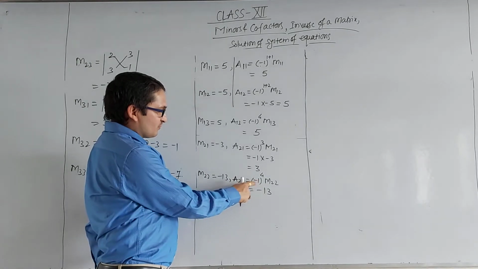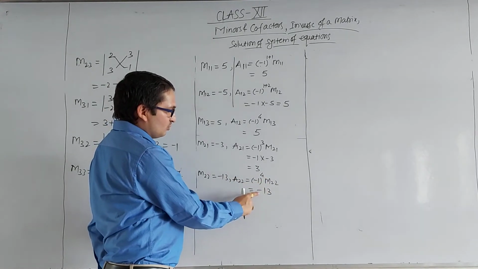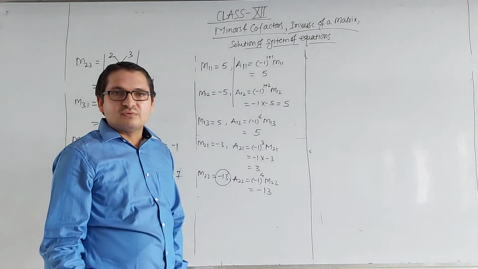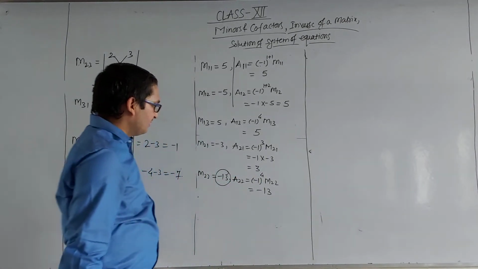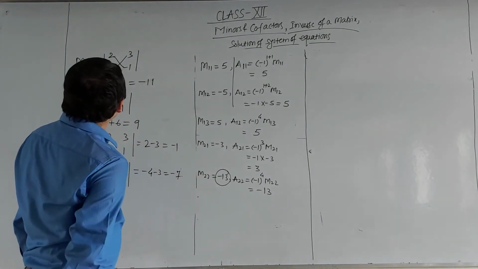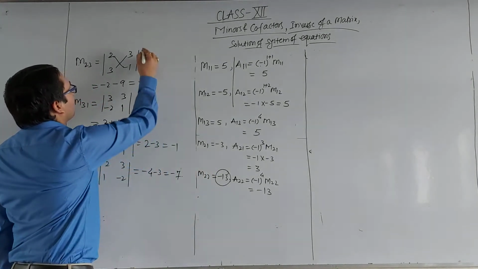A22 is minus 100 power 2 plus 2, which is 4. Now M22, so what is this value? It is minus 13. Minus 100 power 4 is 1, and this will be minus 13. Now M22 is done.